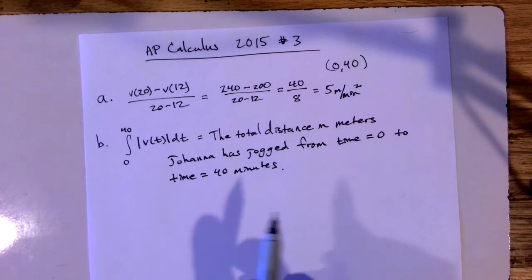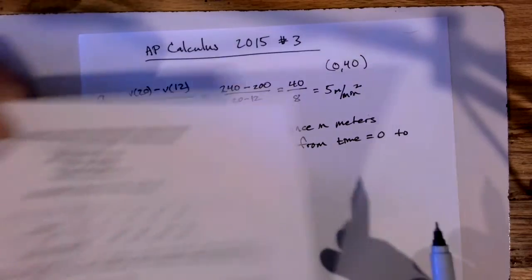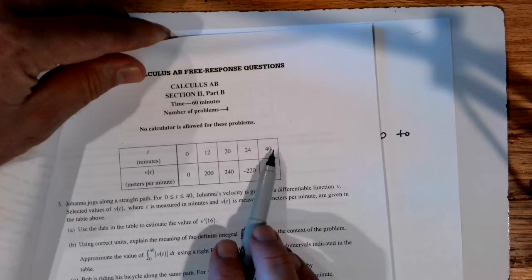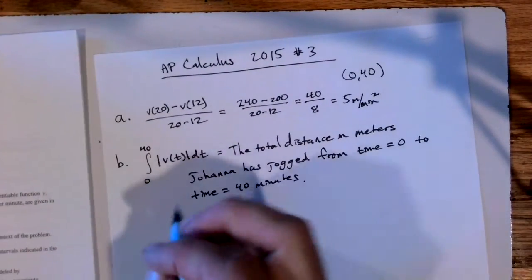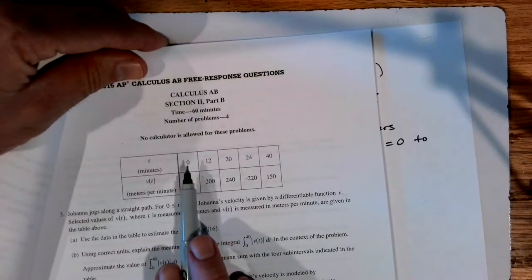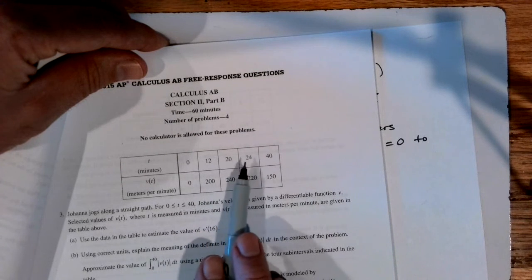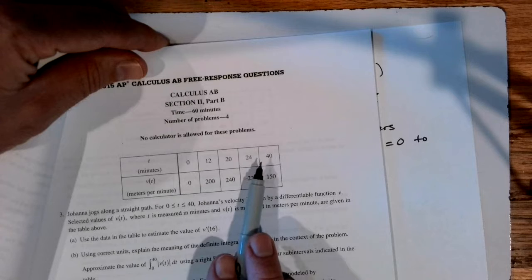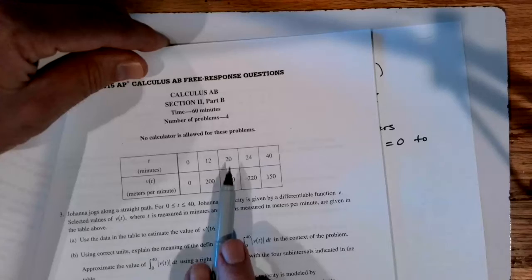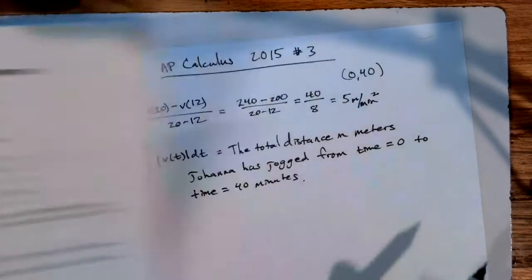It says to approximate that value using right-Riemann sums with 4 subintervals. Right-Riemann sums. So if I look here, I have 1, 2, 3, 4. And as we go to calculate this, we're going to look at that first interval. So the width of the first interval is 12, and then 8, and then 4, and then 16. And we have to multiply it by the height. Well, the right side height is going to be 200, and then 240, and then negative 220, and then 150.